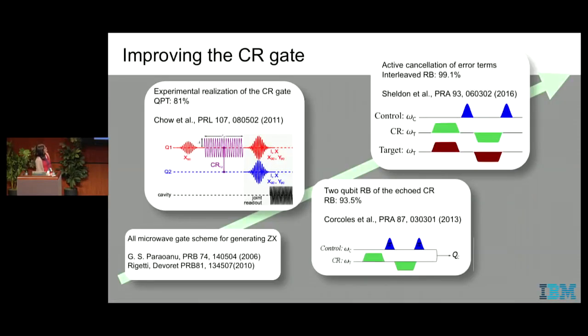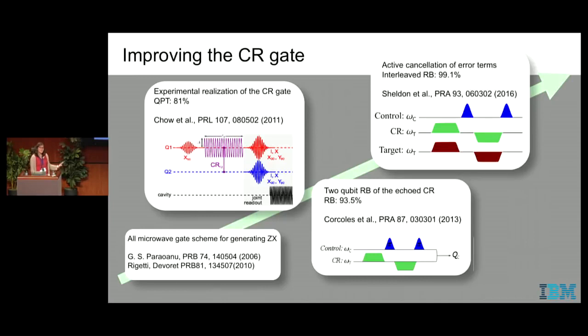Back in 2011, there was the first experimental demonstration using this cross-resonance gate. Back then, you used a single cross-resonance gate, and the fidelity of the gate was on the order of 81%. But over time, we've implemented an echo sequence, and most recently have done active cancellation with the same echoing sequence, to cancel out extra terms in the Hamiltonian. The cross-resonance gate has this ZX term, but there are other terms that we don't want when we're making a CNOT gate. With that, we have reached 99.1% gate fidelity, looking at interleaved randomized benchmarking.